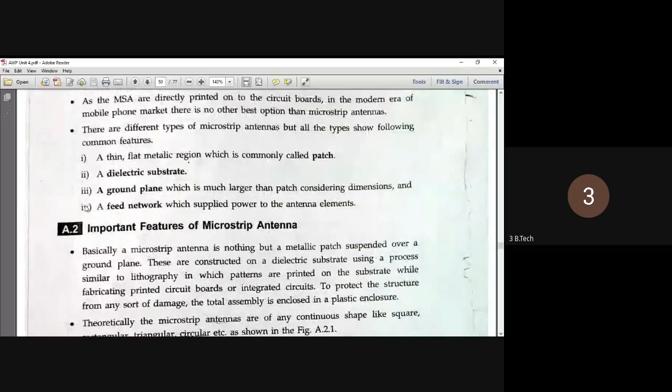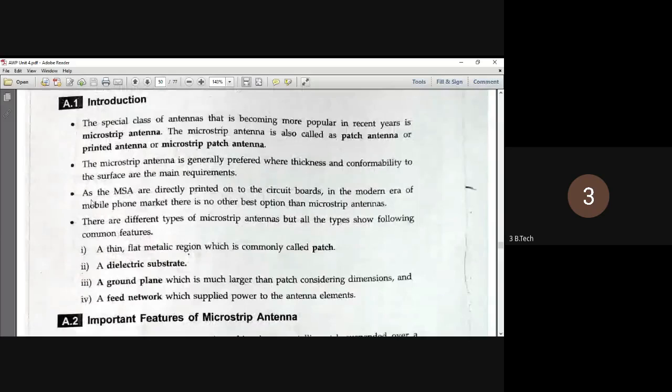First, what is a microstrip patch antenna? The special class of antennas that is becoming more popular in recent years is the microstrip antenna. Microstrip antenna is widely used in cell phones. You have a microstrip patch antenna array under them. The microstrip antenna is also called a patch antenna or printed antenna or microstrip patch antenna.